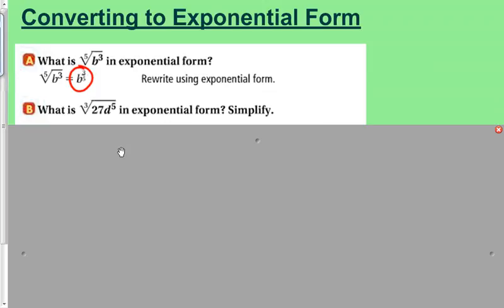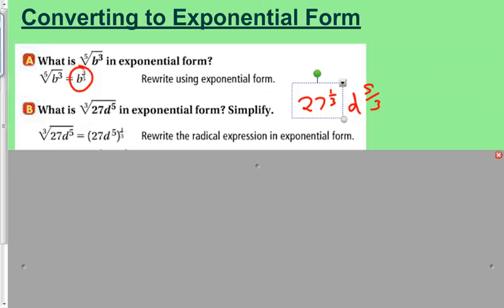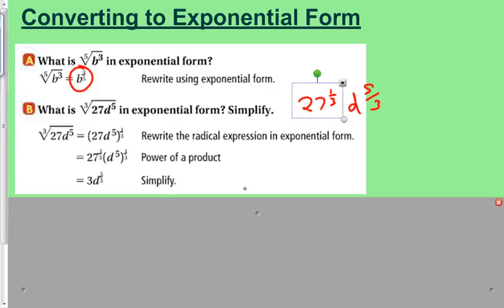This is going to be the same thing. We're going to take 27 to the 1/3 power, and then d to the 5/3 power. 27 to the 1/3 power is actually 3, so we're going to have 3 times d to the 5/3 power. Okay?